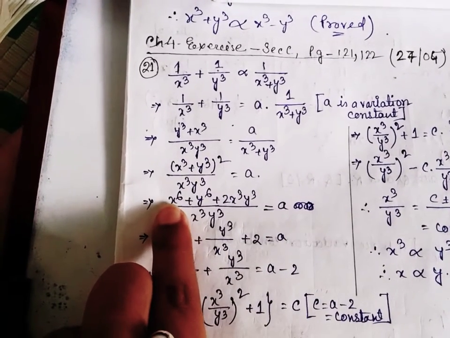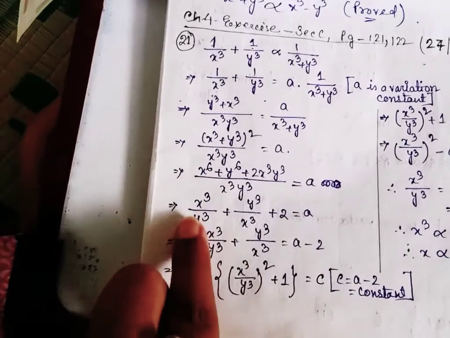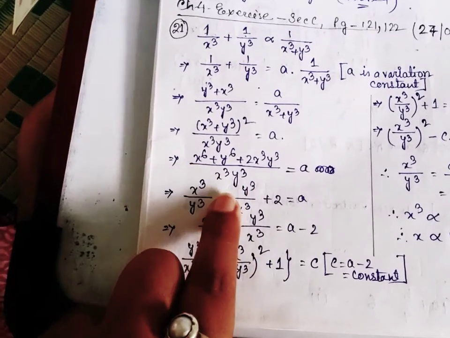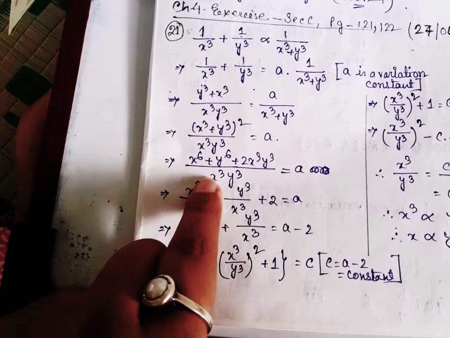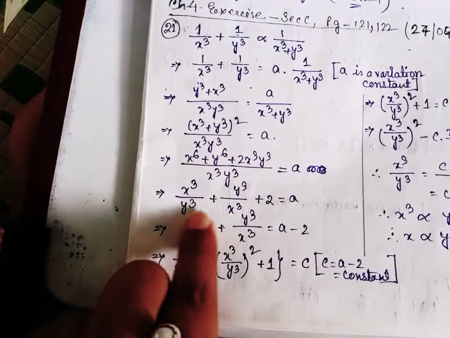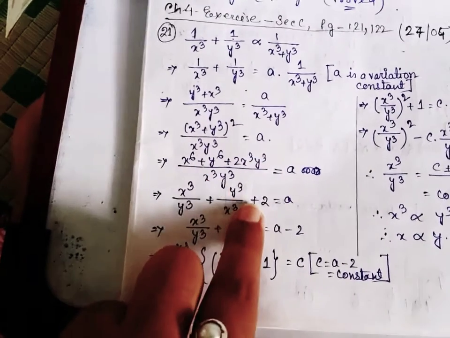Then write the a plus b whole square formula, a square plus b square plus 2ab. Now divide each and every term by the value of x cube y cube. If we divide x to the power 6 by x cube y cube, x cube and x to the power 6 cut out and it will give x cube by y cube. Similarly, this will give us y cube by x cube, plus this will totally cut out, plus 2.